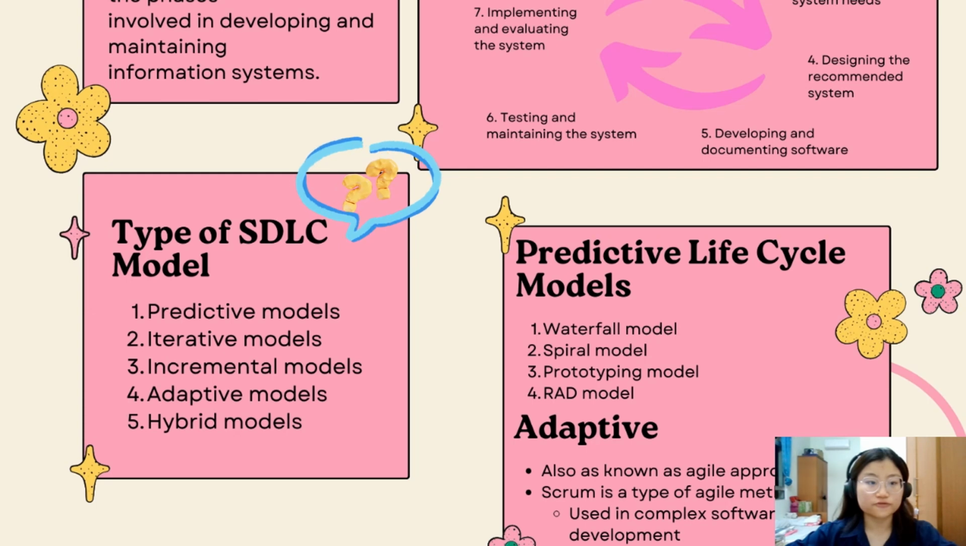For me, I would like to talk about the types of SDLC model. As we see, here are 5 types of SDLC model, which are predictive model, iterative model, incremental model, adaptive model, and hybrid model. Let's talk in more detail about them.